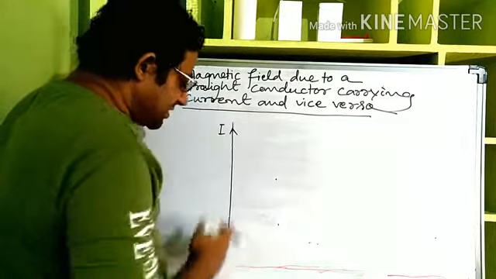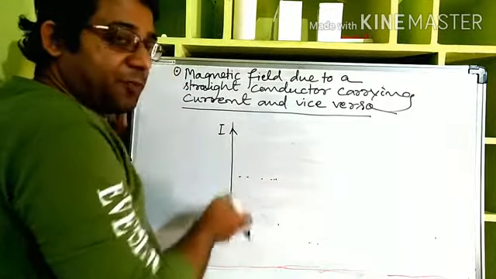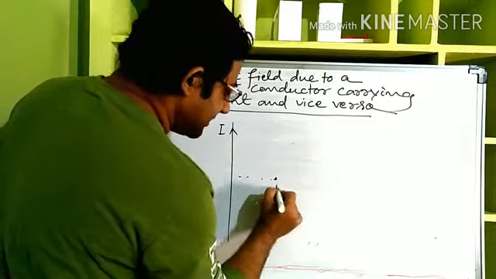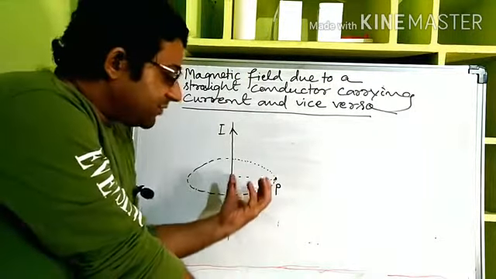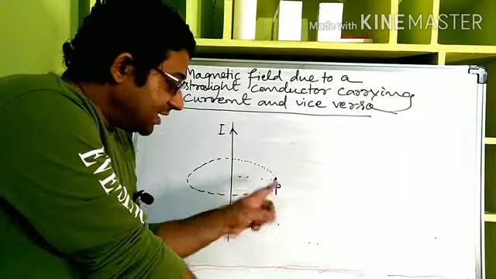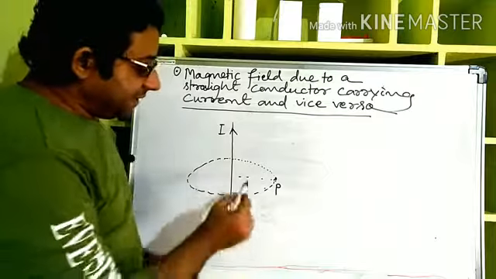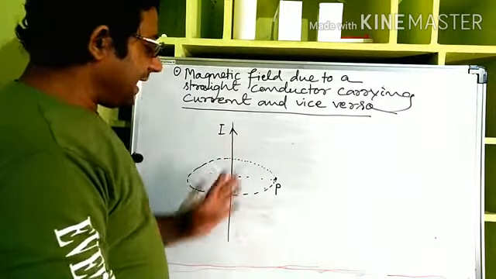Generally, let us say this conductor is very long and this is somewhere near the midpoint of the conductor. Now, what is the magnetic field here? Let us say that any point is P. The exact magnitude of the magnetic field strength at point P can be calculated. What is the direction of the magnetic field at point P due to current I?